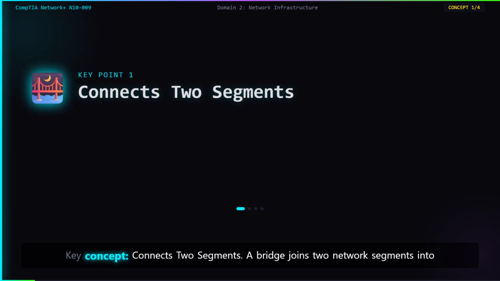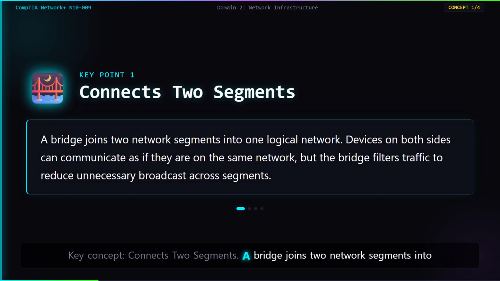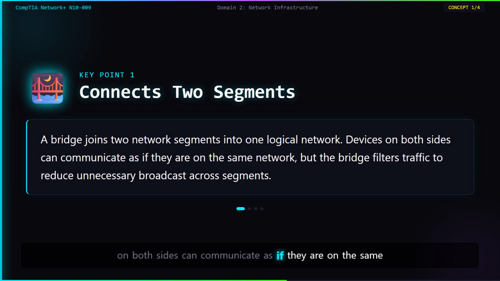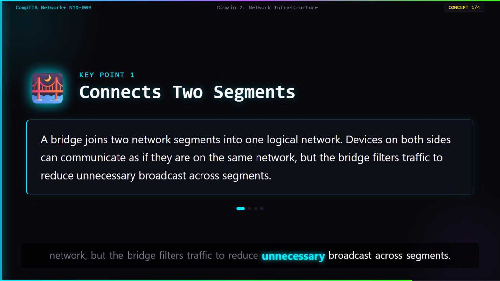Key concept: connects two segments. A bridge joins two network segments into one logical network. Devices on both sides can communicate as if they are on the same network, but the bridge filters traffic to reduce unnecessary broadcast across segments.